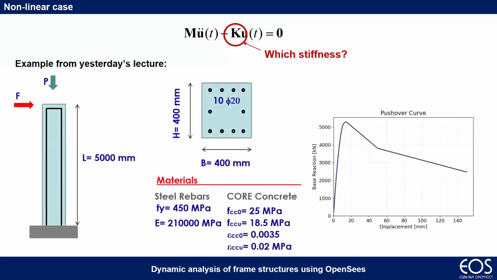Let's see with an exercise. I just borrowed an exercise from yesterday's lecture by Professor Di Trapani. It's just a column, exactly the same exercise that you saw yesterday. It's a column with a fiber section with these materials, and this is the result of the pushover. Which stiffness am I using for computing the eigenvalue? It's just the stiffness that I have at the moment I run the eigenvalue analysis. I'll show you now.